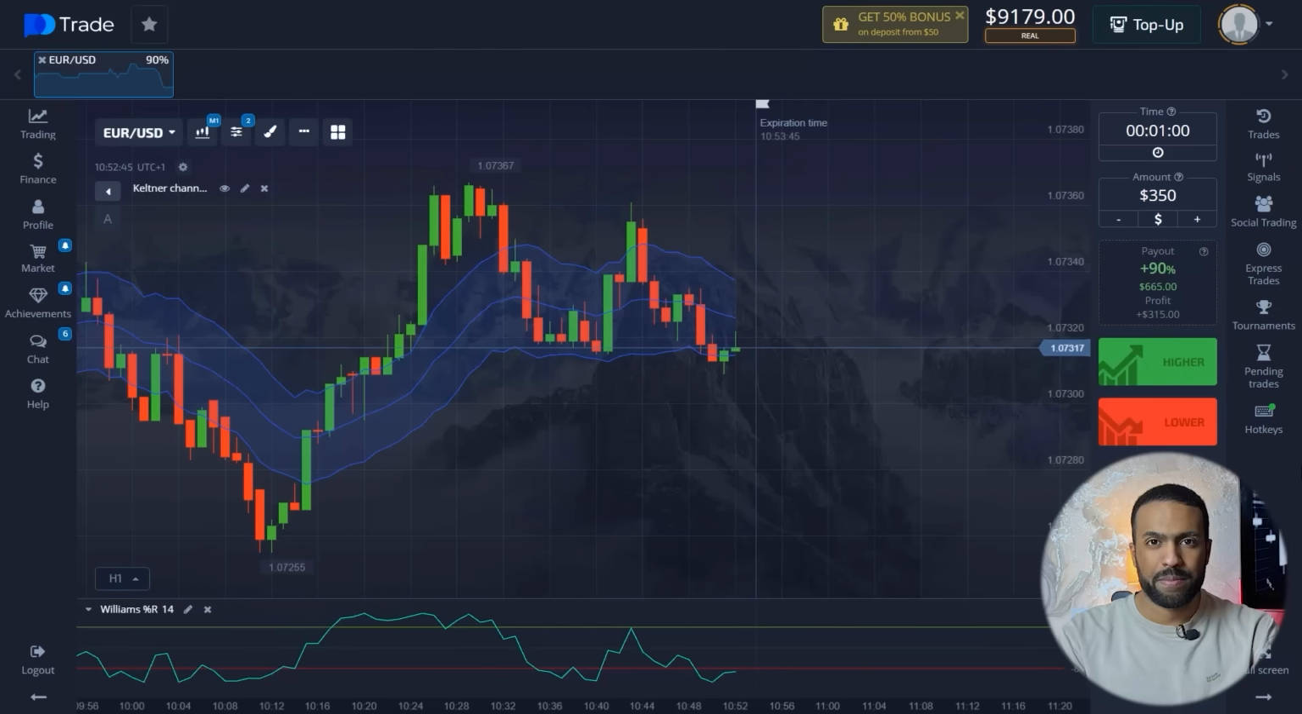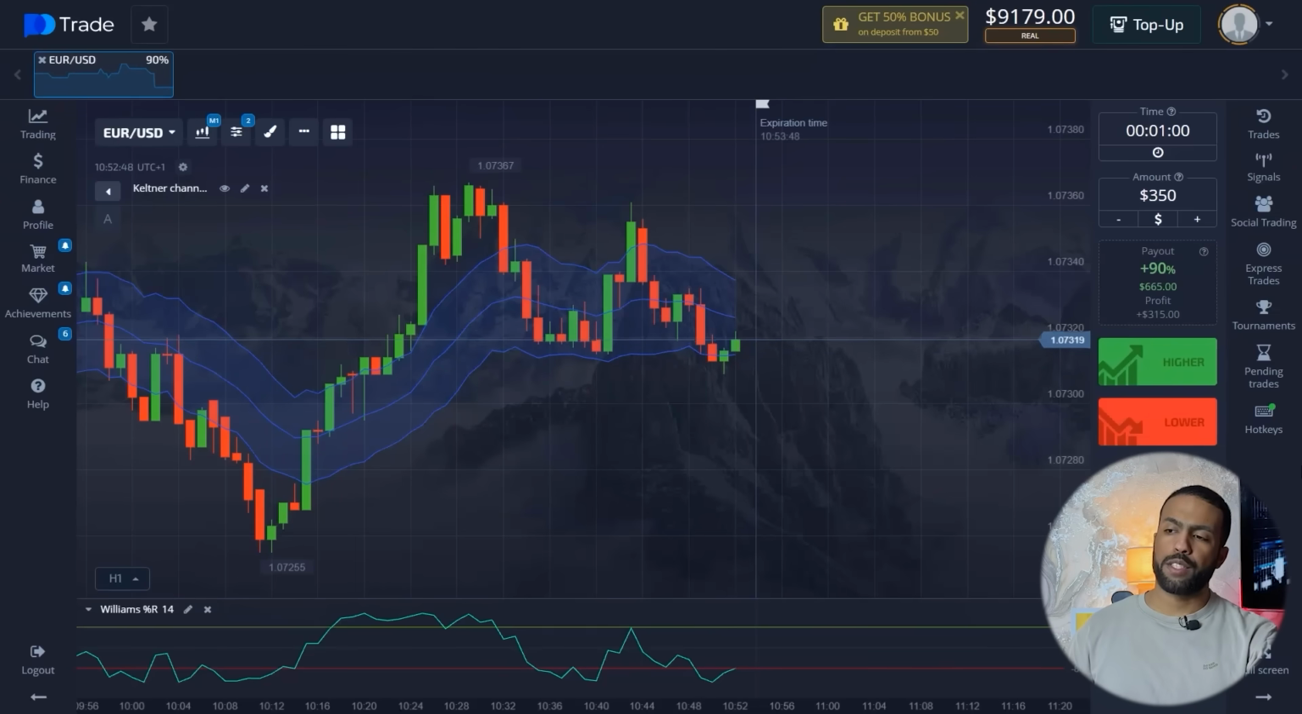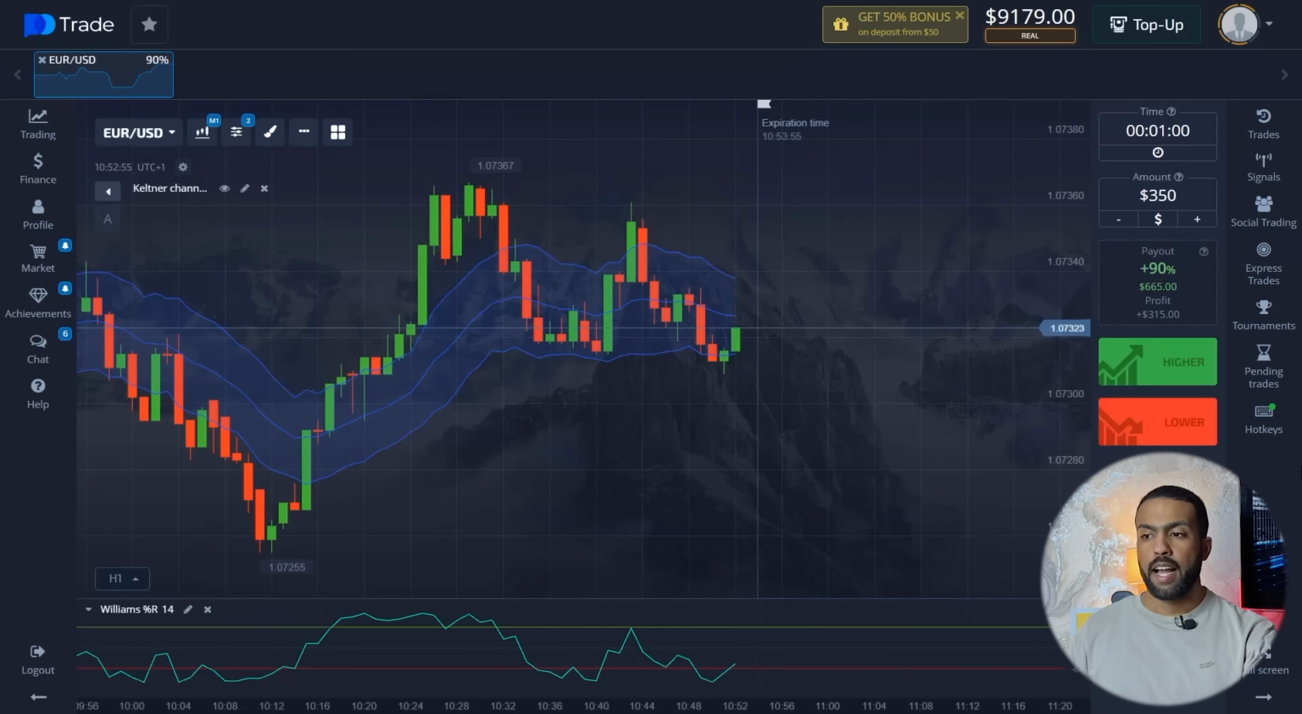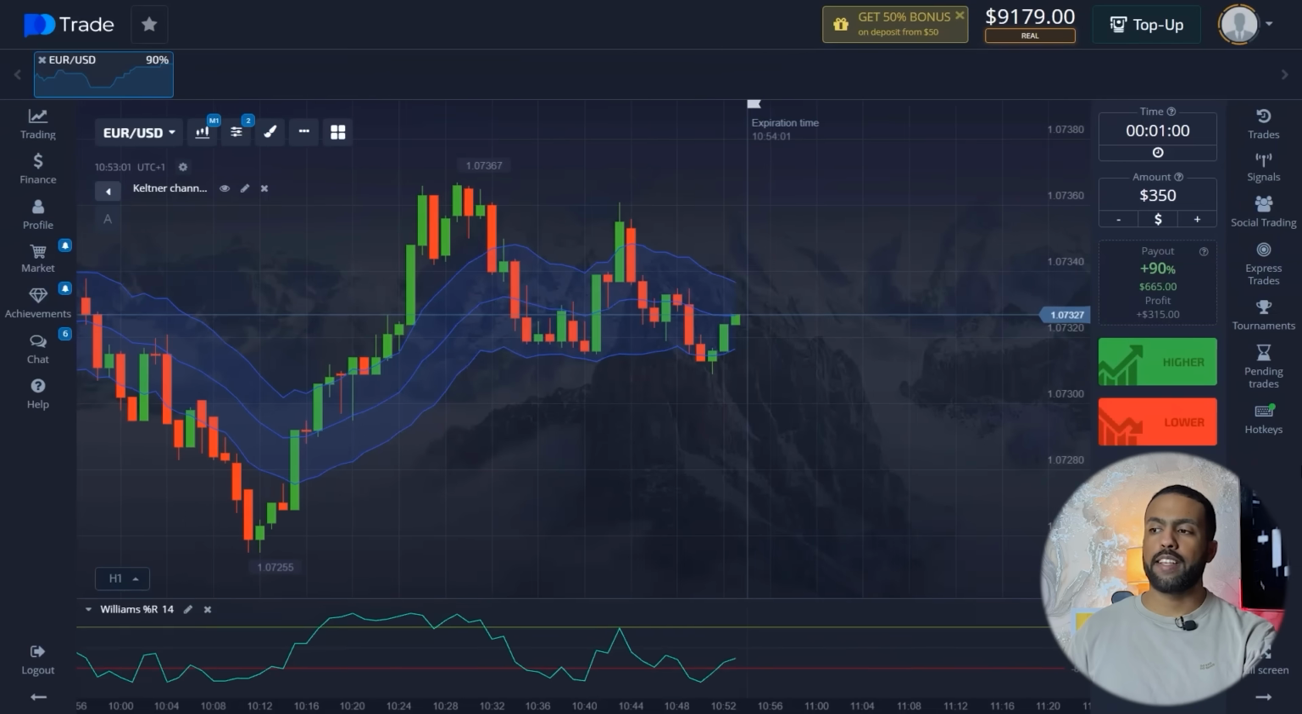And without further ado, let's move on to PocketOption and let's start our today's trading session. So today I'll be trading the currency pair, the euro and the US dollar, and the two indicators that I'll be using today are the Keltner channel and the Williams R%, and the time frame that I set is M1. And let me remind you that this means that each candle is equal to 1 minute.